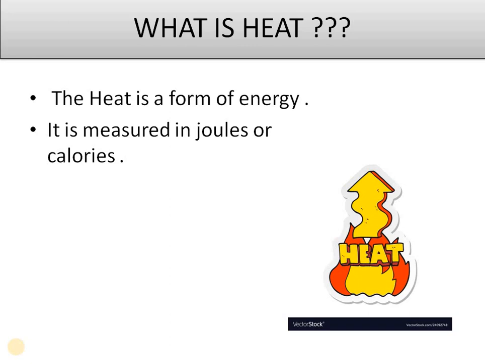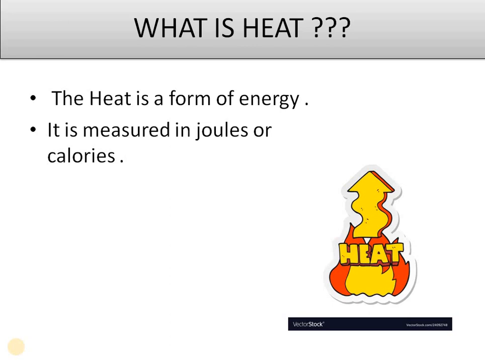Now go to the second point. What is written is that heat is measured in joules or calories. So joules and calories are the units in which we measure heat. Like you measure weight and volume in different units, you measure weight in kgs and volume in liters. Similarly, heat is measured in joules or calories.